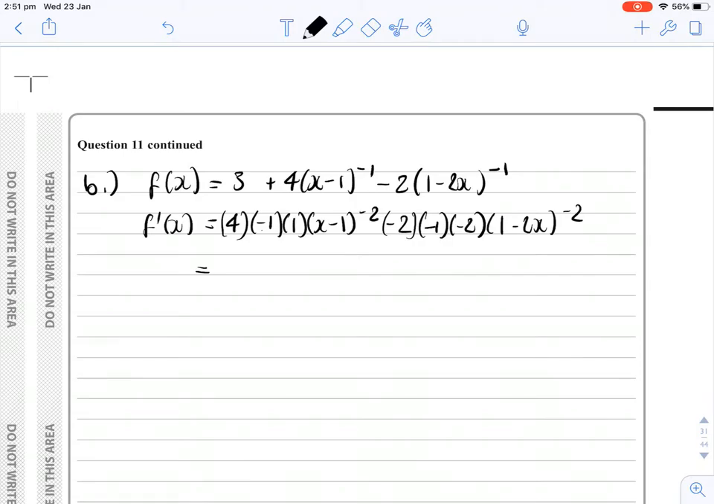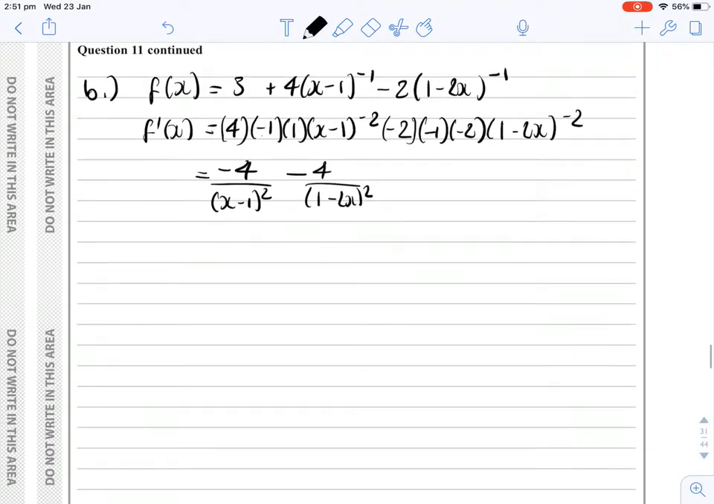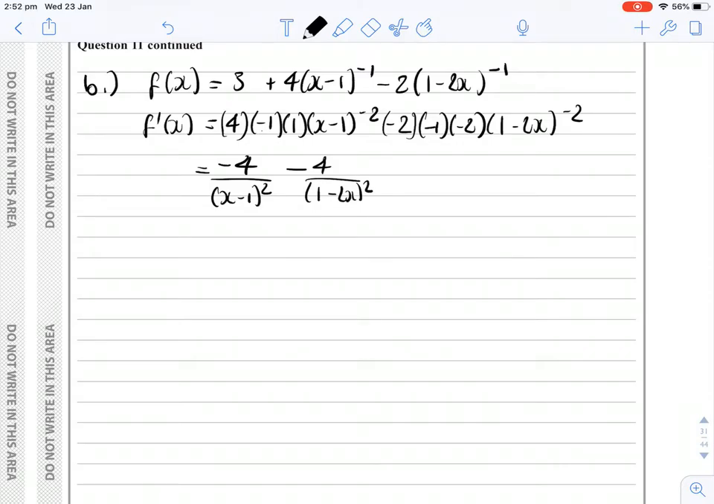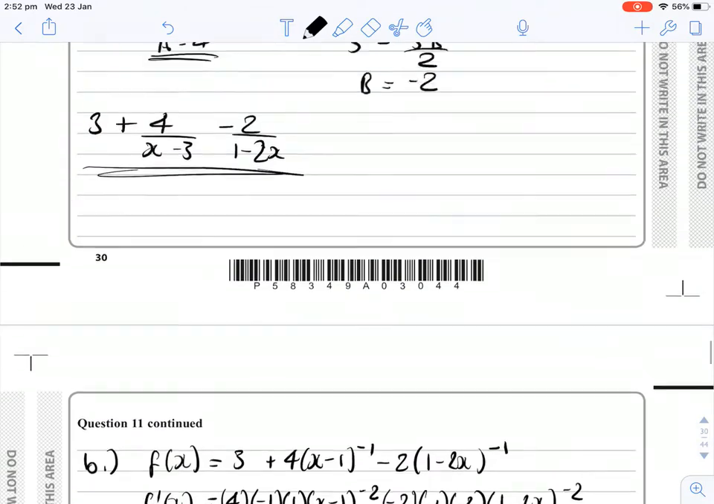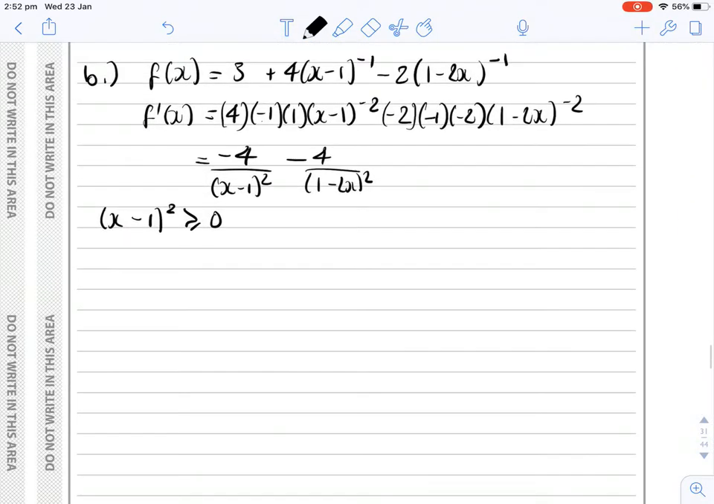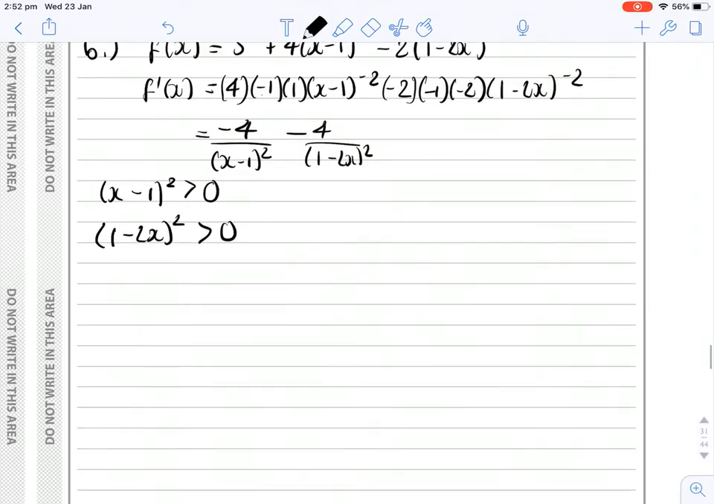So this is going to give us 4 times minus 1 times 1, so we've got minus 4 over x minus 3 squared. And then we've got 3 negatives there, so that's going to be minus 4 over 1 minus 2x squared. What we know is that x minus 3 squared must be greater than or equal to 0. Let's just check any limits. We've got x is greater than 3. So as x is greater than 3, we know that that must be strictly greater than 0. We know that 1 minus 2x squared must be strictly greater than 0 as well.